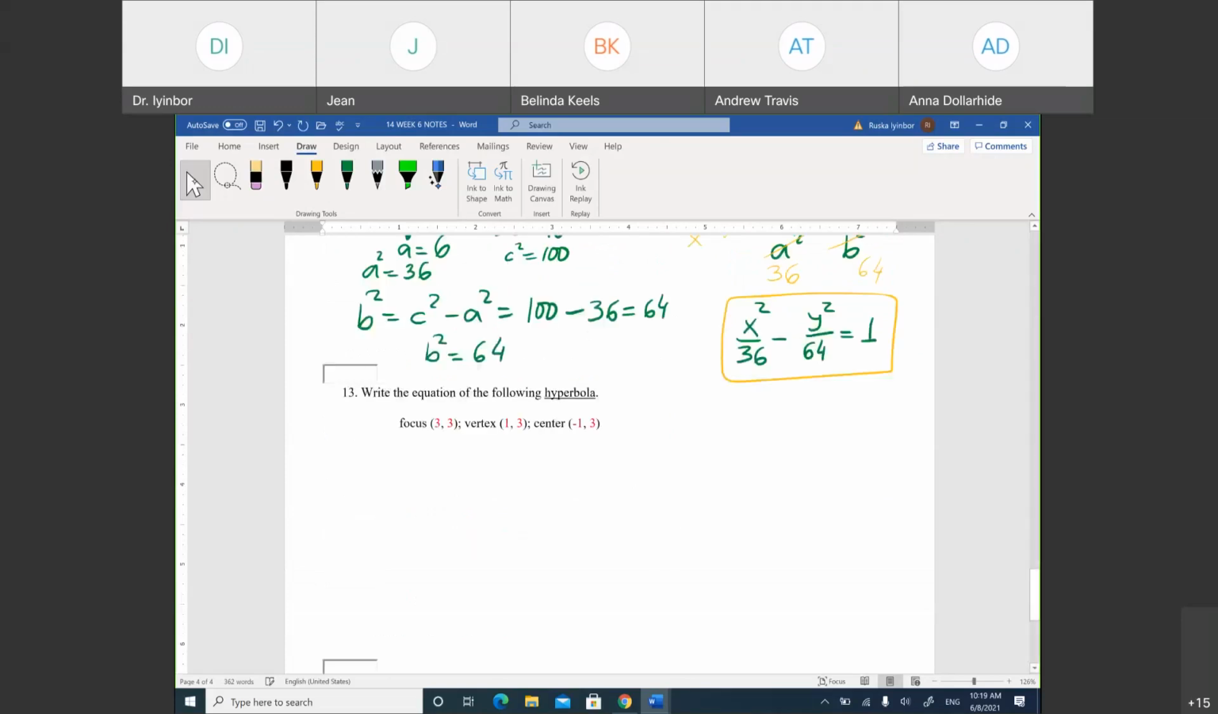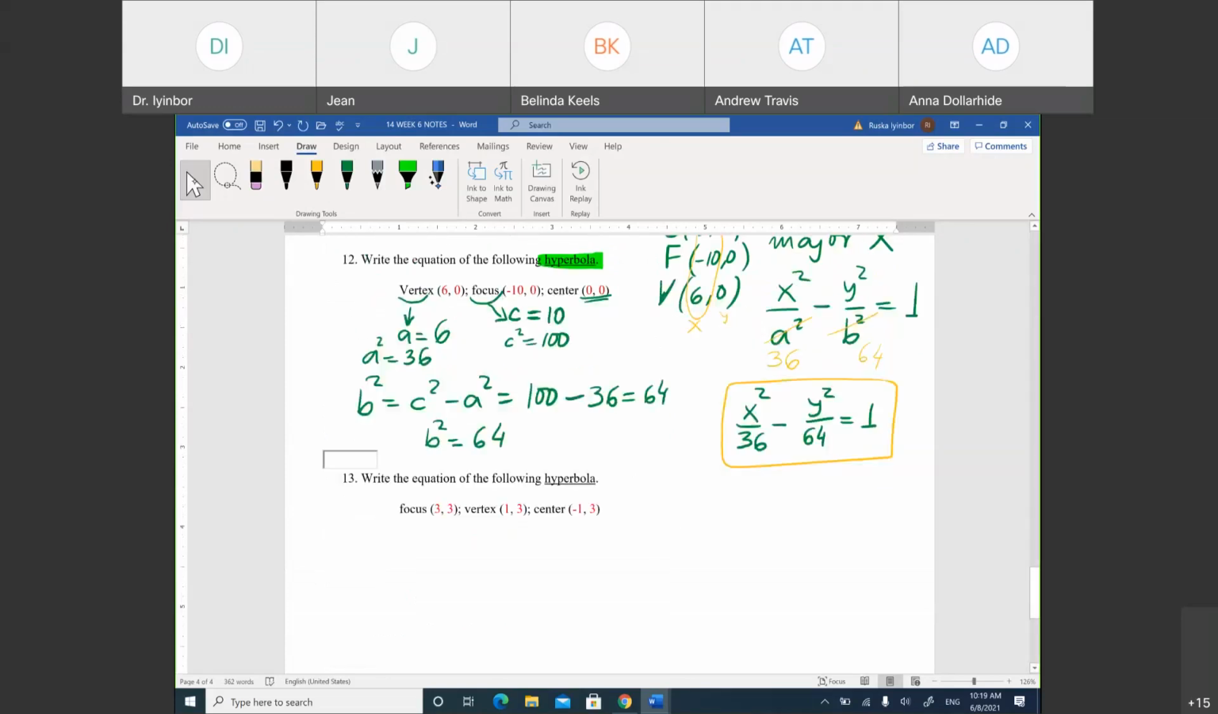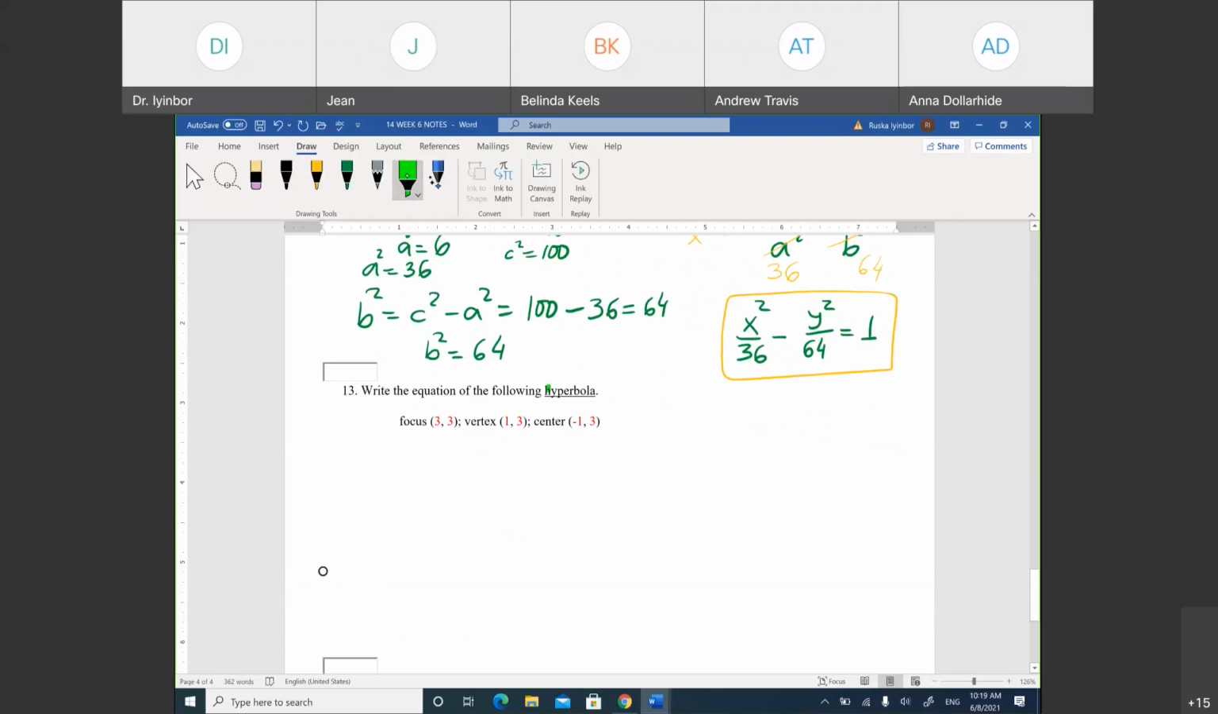It's another hyperbola, so we're going to work with the hyperbola formula sheet. Here the center is (-1, 3), so the center is not (0, 0). The center is H and K, right? So now let's see what is changing. We have center (-1, 3), focus (3, 3), and vertex (1, 3).